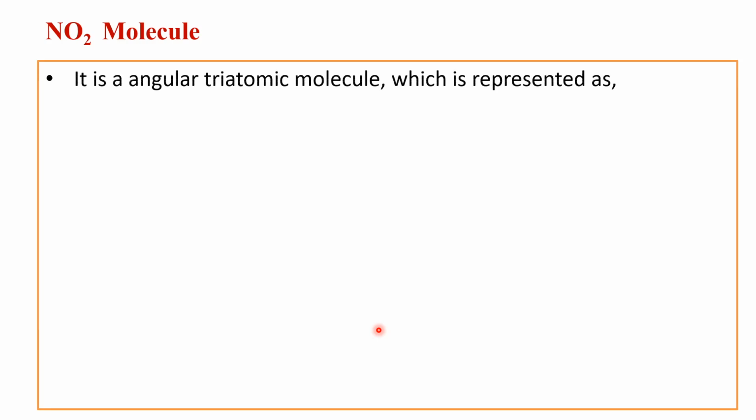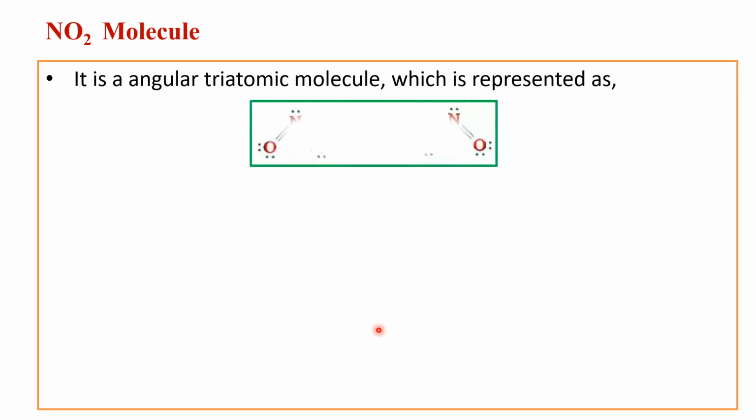So let's study the second example. The second example is nitrogen dioxide, that is the NO2 molecule. Now this NO2 molecule is an angular triatomic molecule, and it is represented like this. This is the angular structure, and it is a resonating structure. That means we can represent the NO2 molecule like this or this way. It is a resonating form.